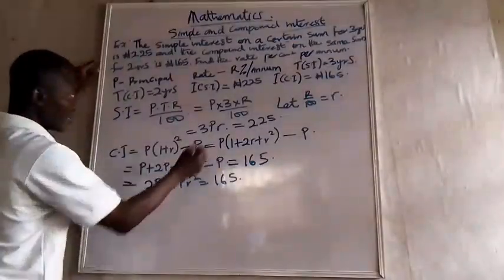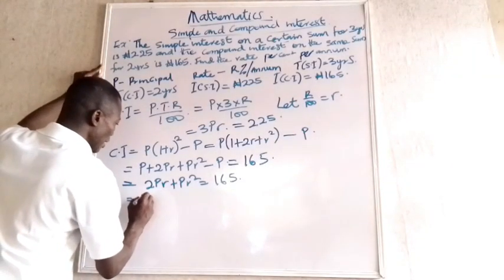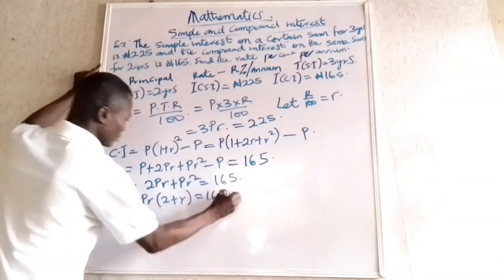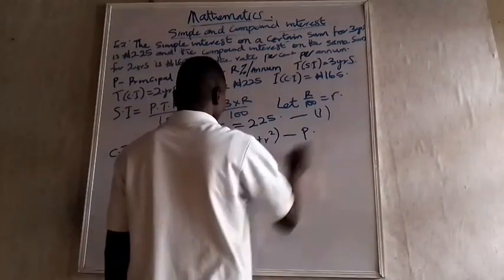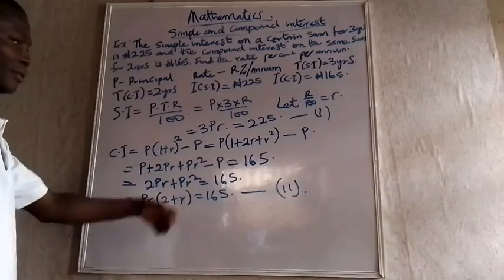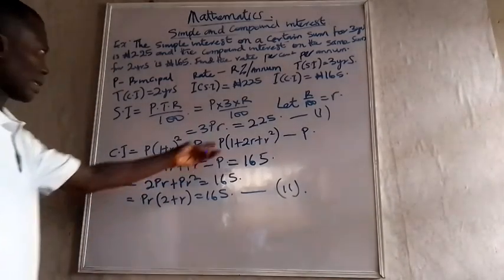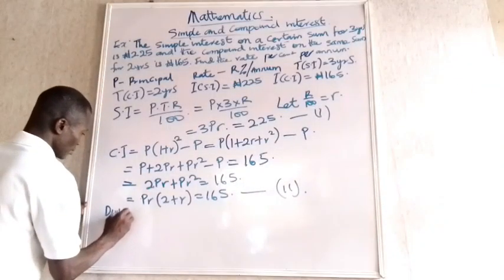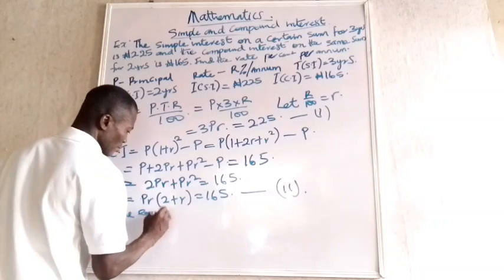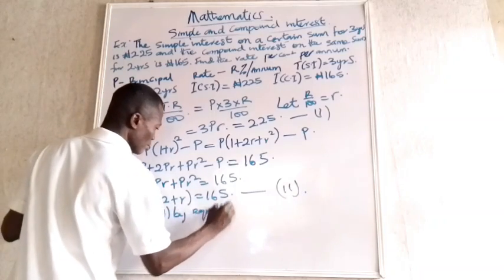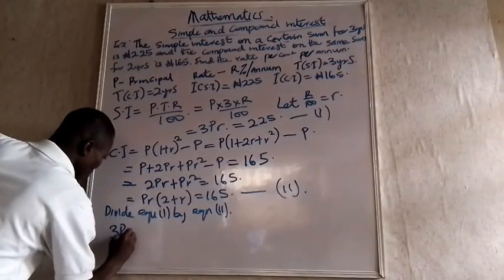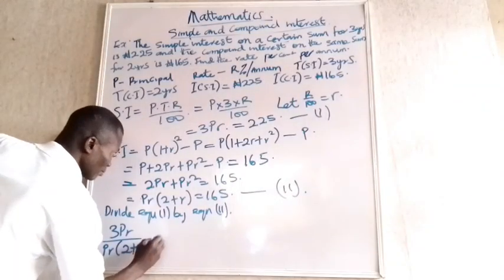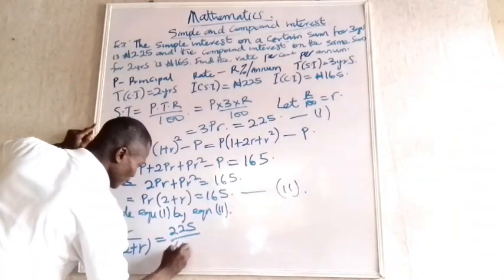So let's factorize this again. So I'm going to have this one to be Pr into 2 plus r, 165. You can see it's very easier to handle now. To cancel P, since we are going to find r, we can divide equation 1 by 2. So we are going to have it like this: 3Pr divided by Pr into 2 plus r will give us 225 over 165.